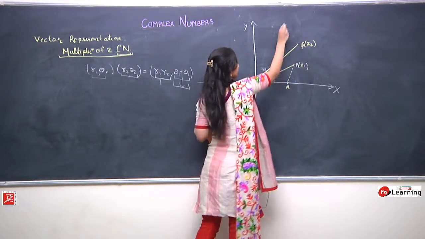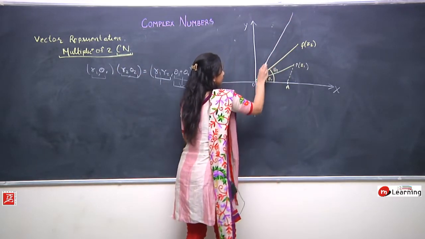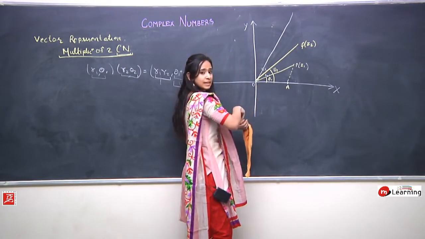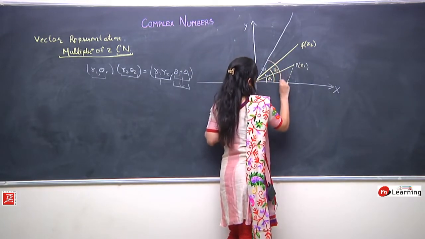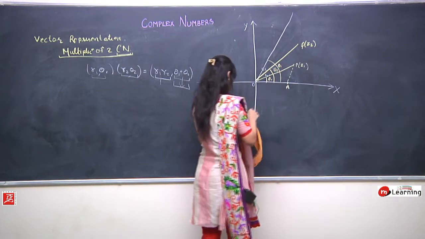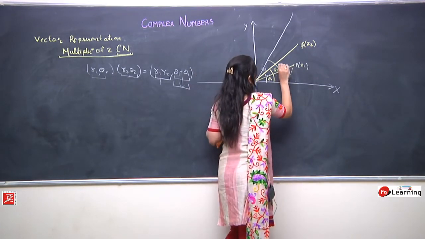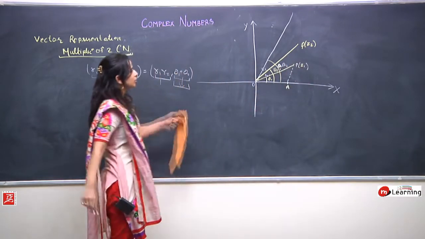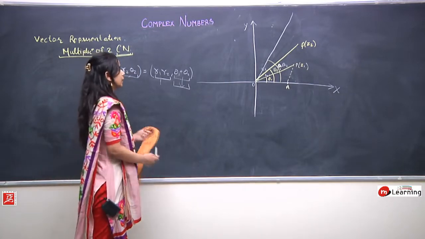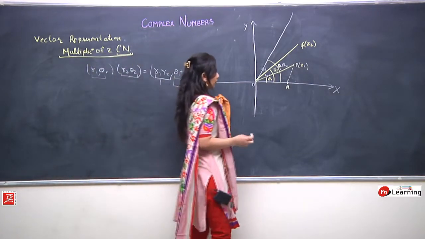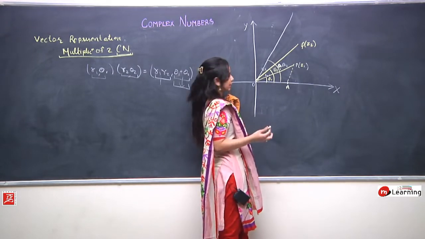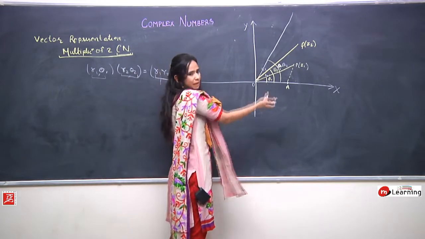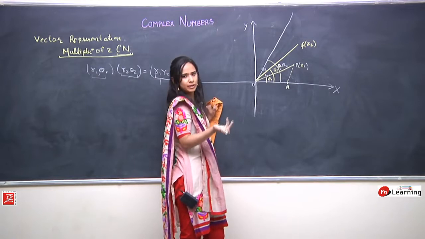So let us draw a line which has an angle of theta 1 plus theta 2. I think everyone would have done the same for representing an argument theta 1 plus theta 2. Now on this line we have to find a point R such that OR would be equal to R1 into R2. Maybe you would have followed a different approach, and I am not telling that is wrong. This is just my approach to solve the question, or maybe an easier one.